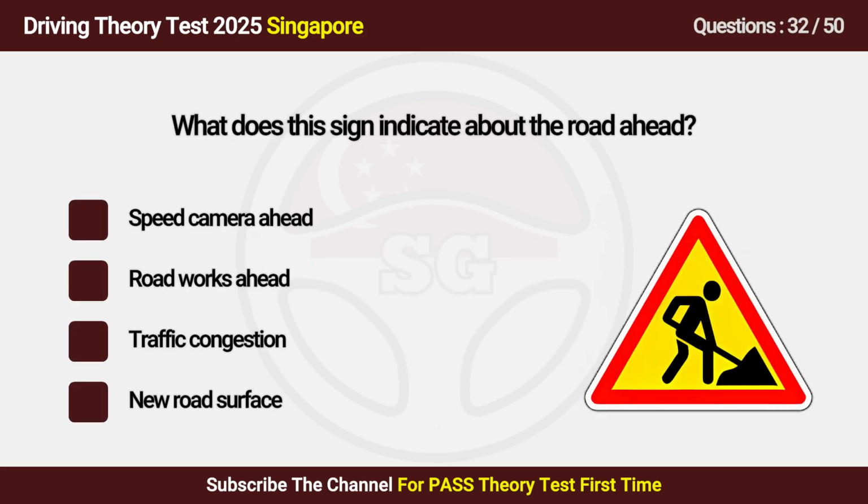Question 32. What does this sign indicate about the road ahead? A. Speed camera ahead. B. Road works ahead. C. Traffic congestion. D. New road surface.